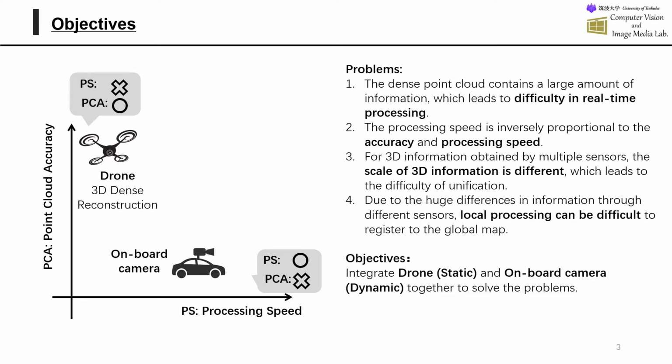And second, the processing speed is inversely proportional to the accuracy and the mapping range, and less information is available for real-time processing. However, it is not sufficient for the reconstruction of a distant scene in large-scale spaces. Nevertheless, more information causes computing problems. And third, for 3D information obtained by multiple sensors, the scale of 3D information is different, which leads to the difficulty of unification. And fourth, due to the huge differences in information from different sensors, local processing can be difficult to register to the global map.